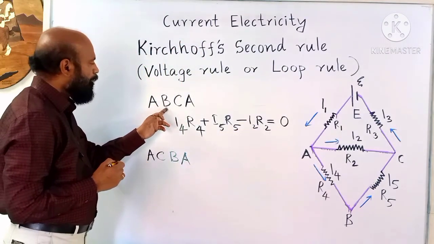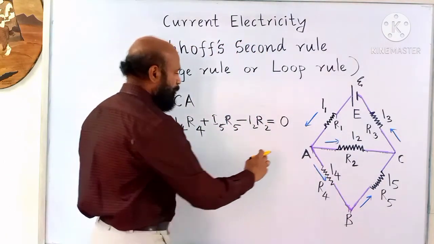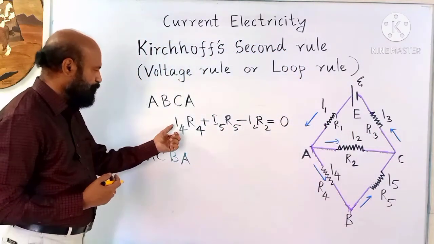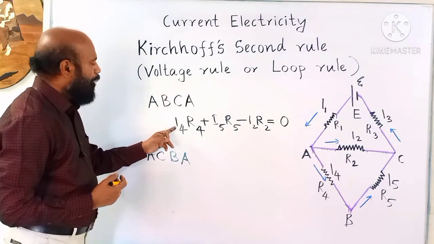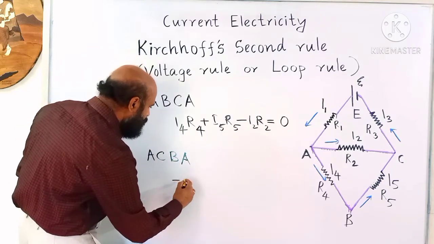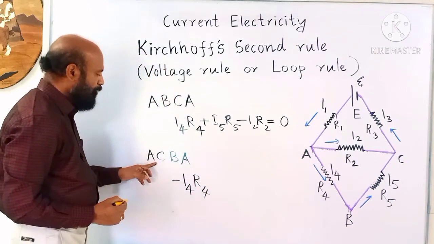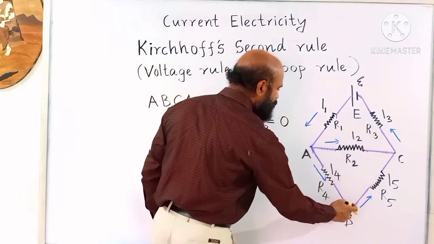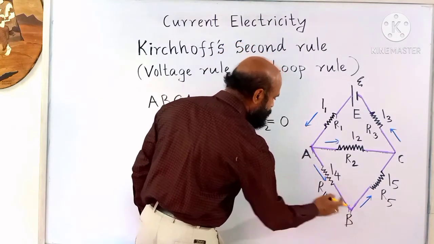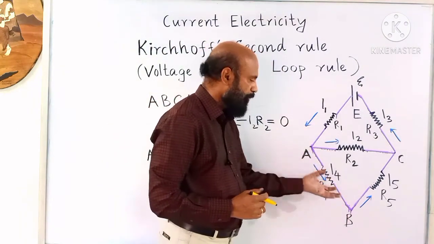Instead of ABCA, suppose you are moving in this direction, ACBA, opposite. So every sign will change. Now instead of plus I4 R4, it will be minus I4 R4, because you are moving along ACBA. So you are moving from B to A, but the current is from A to B. So that's why minus. Current is opposite to the direction of the loop.